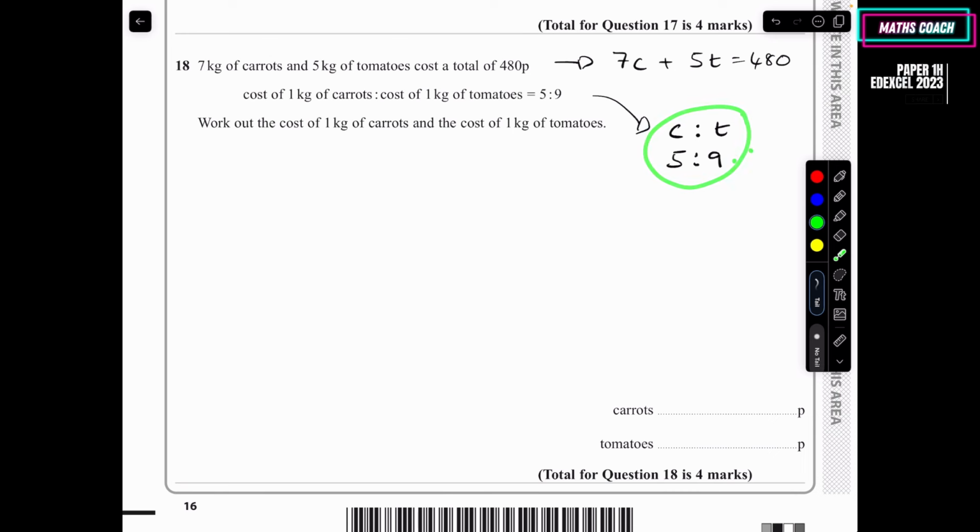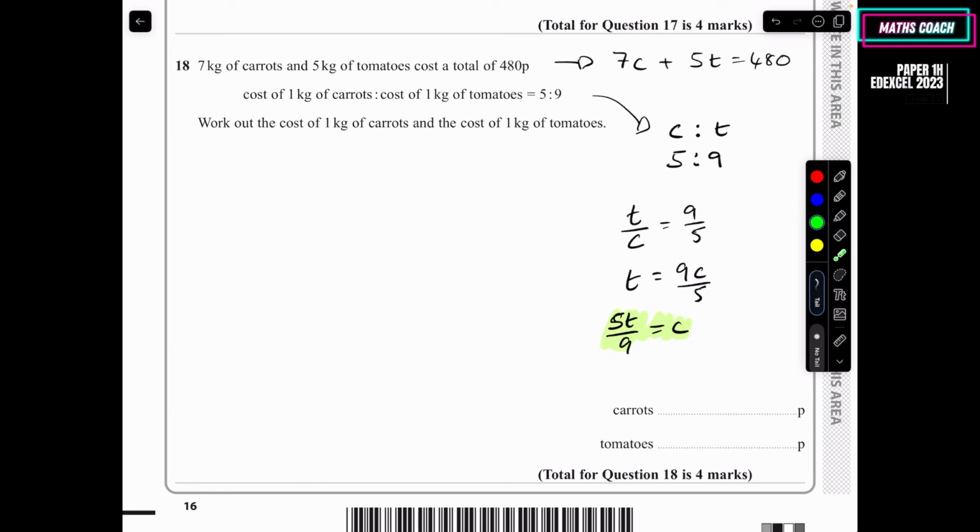So what we can do here is we know that t divided by c is equal to 9 divided by 5. Let's write that down: t divided by c is equal to 9 divided by 5. Now, if I make c or t the subject, it doesn't matter which one. I'm going to make c the subject. I'm going to multiply by the c on the other side, so I get t is equal to 9c over 5. And then I'm going to times by 5 and then divide by 9. So I get 5t over 9 is equal to c. So that's my c.